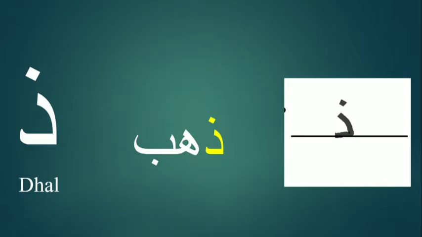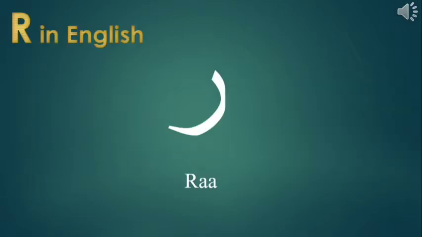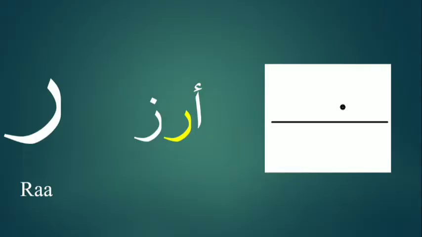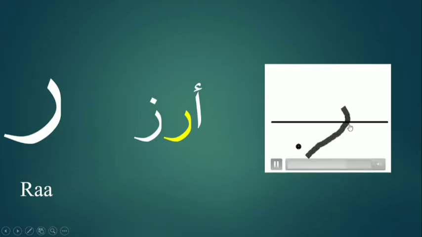So easy. The next is ra, and it's like R in English. Okay, ra. How can we write it? Like this video, we start on the line, then we make a tail like this. See it again.